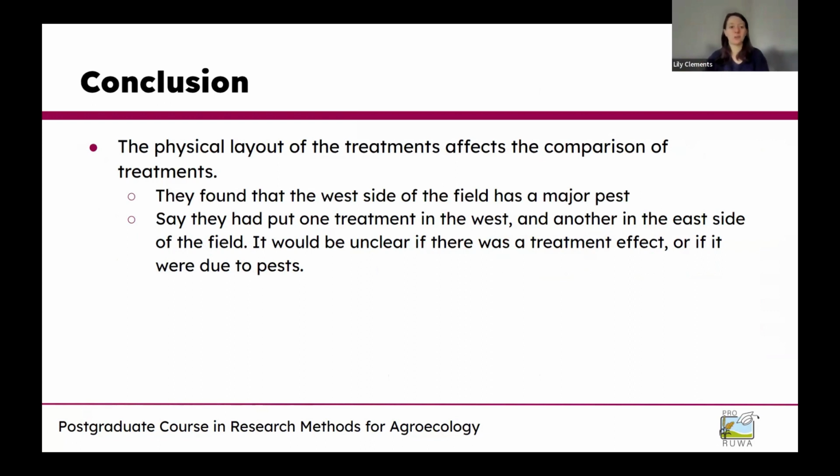In this paper, they found that the west side of the field has a major pest, or that's what they hypothesized. If they put one treatment in the west and another treatment in the east, it would be unclear if that was a treatment effect or if it was due to pests. Fortunately, because they randomized throughout, that helped them identify, saying, okay, we randomly put our treatments throughout here, but actually our east is performing a lot better than our west. But our treatments are randomly scattered throughout. Why might this be? And that's where they hypothesized about the pest.